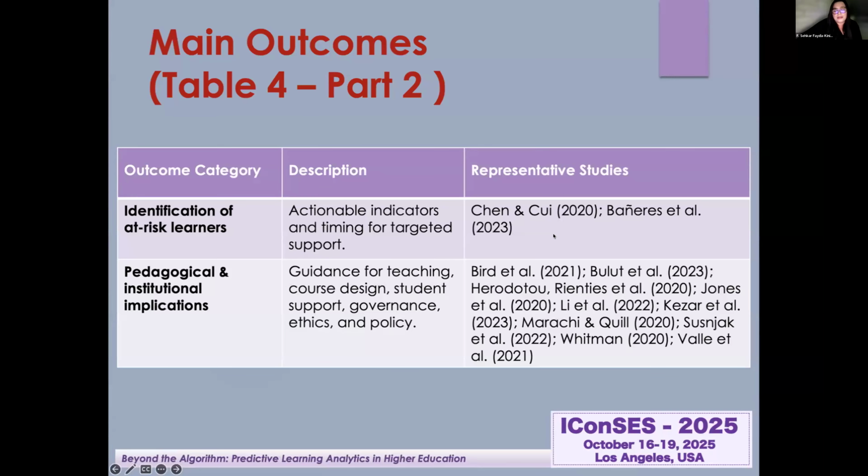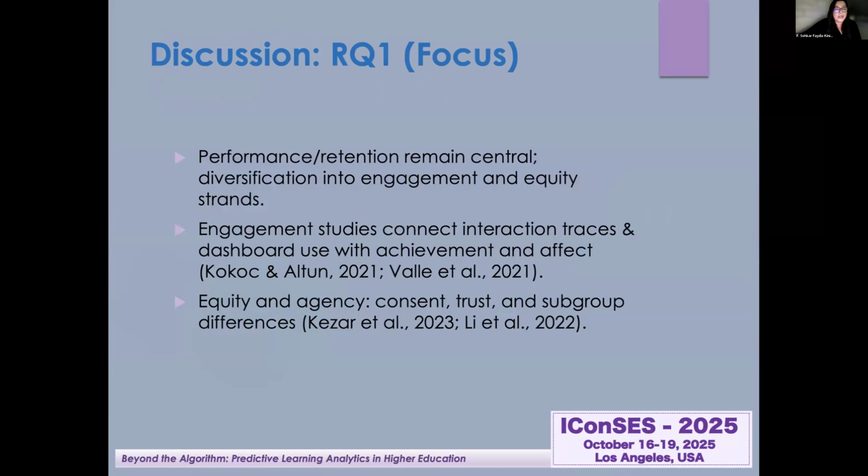Identification of at-risk learners. The number of at-risk learners is not many, but there is a percentage. Some actionable indicators and timing for targeted support were investigated in these studies. And finally, pedagogical and institutional implications were revealed, such as guidance for teaching, course design, student support, governance, ethics, and policy designs.